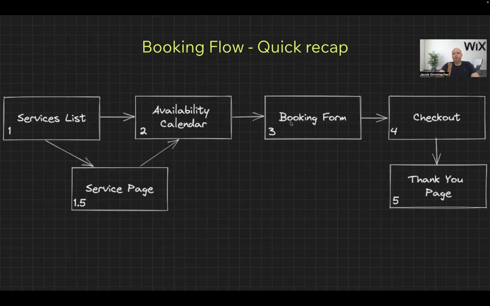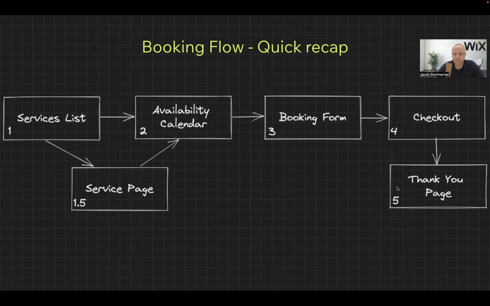So a quick recap of the out-of-the-box book flow. So we had the service list, and then we got the availability calendar where we selected the dates and the time. Then we went to the booking form. Then we went to checkout to pay and got the thank you page.